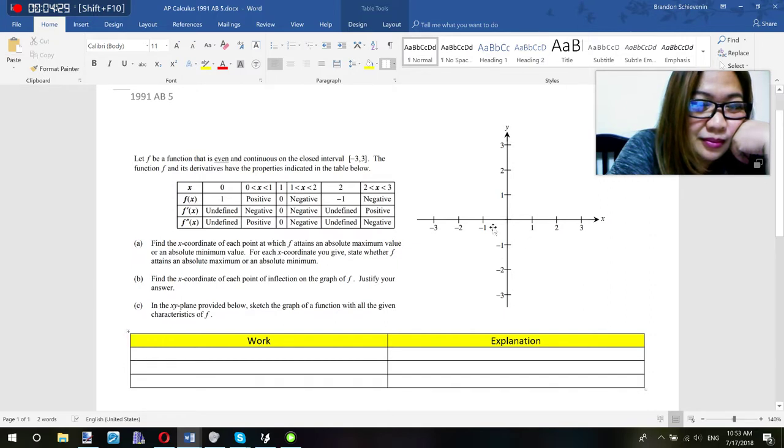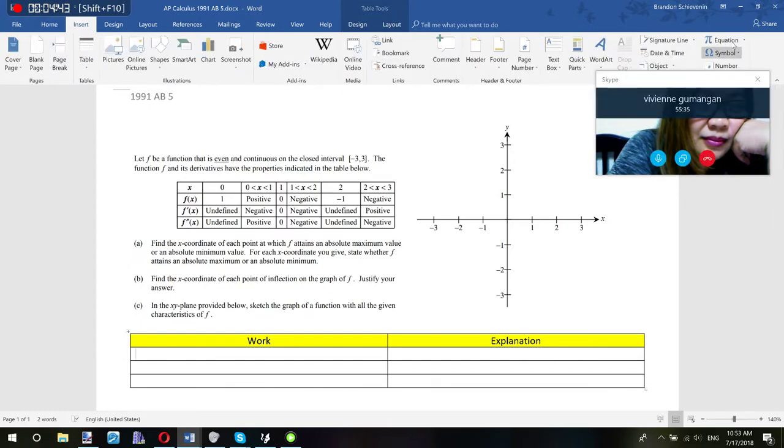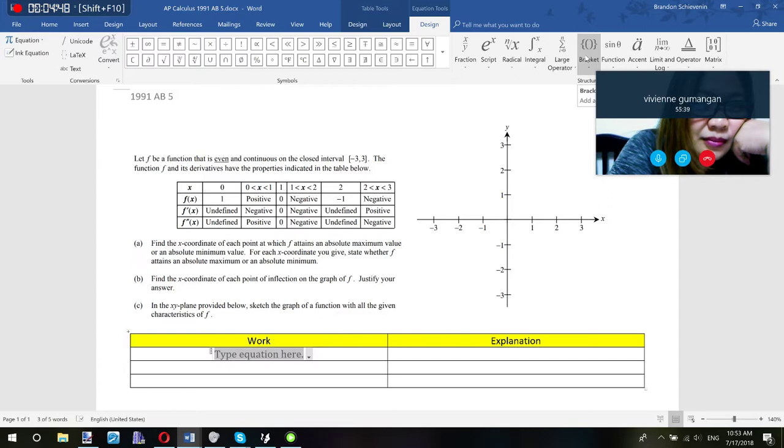Okay, the first question asks, find the x-coordinate of every point where f attains an absolute maximum or absolute minimum value. For every x-coordinate you give, tell me whether it's an absolute maximum or absolute minimum. So basically, just give us the absolute maximums and minimums. Vivian, what do I have to do in order to find an absolute maximum value?